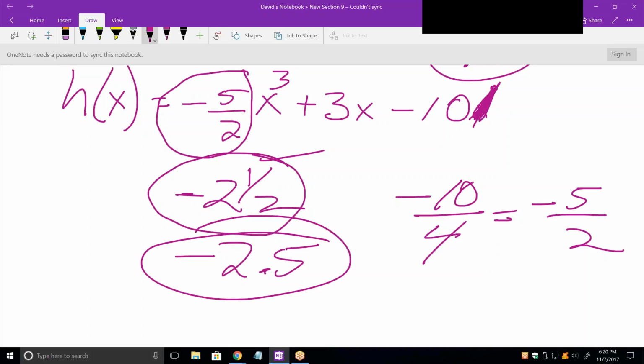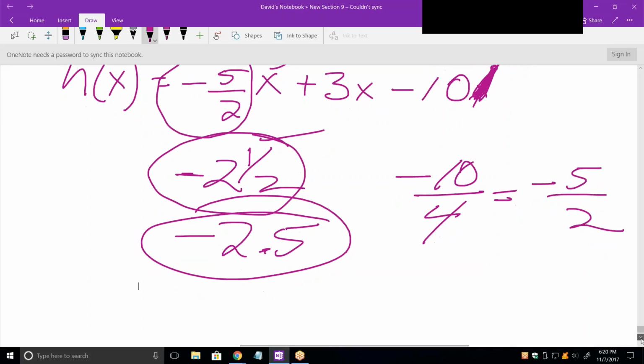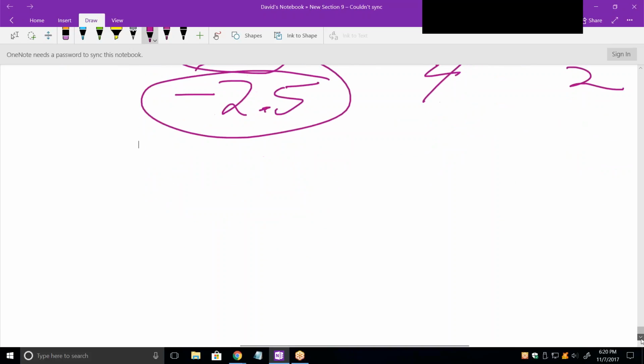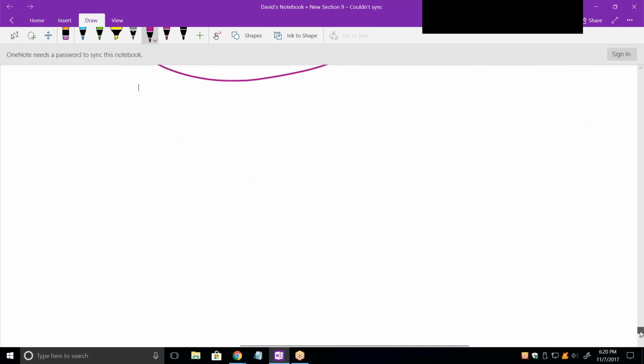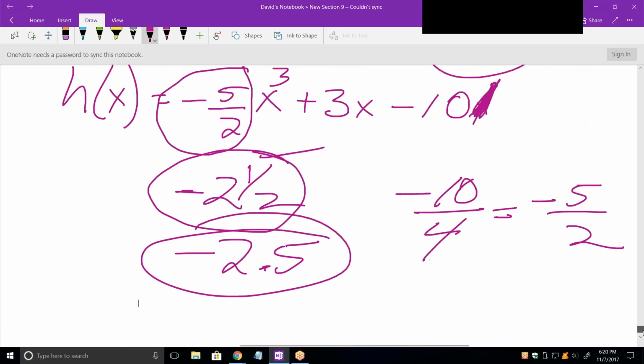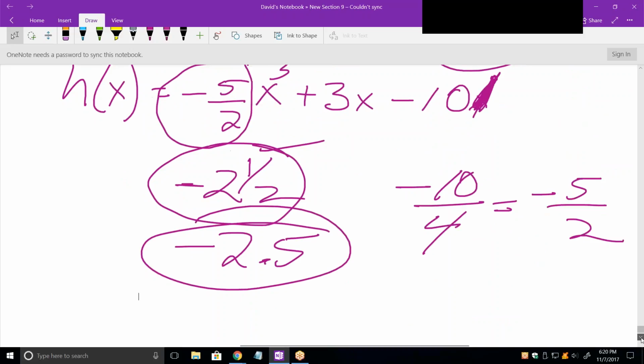It introduces decimals, which in general in math don't work that well either. But the key thing on that wasn't whether it was 5 halves or 2.5. It's whether it was positive or negative. Here's the reason why.